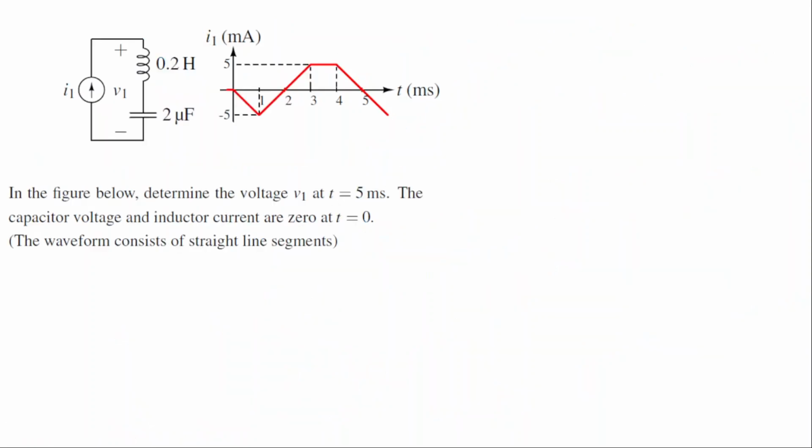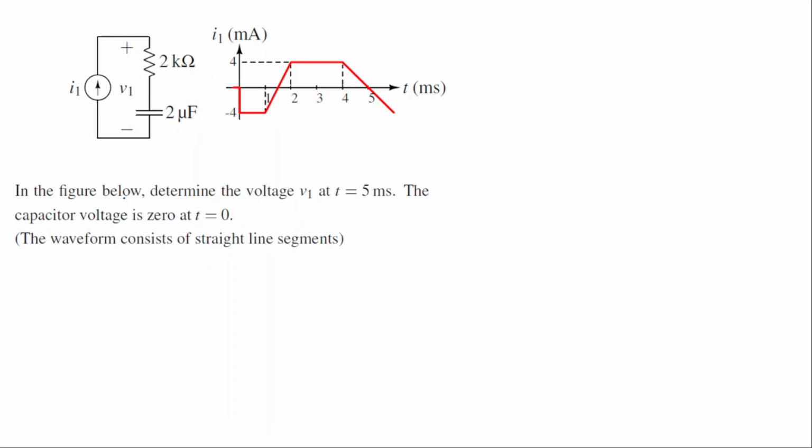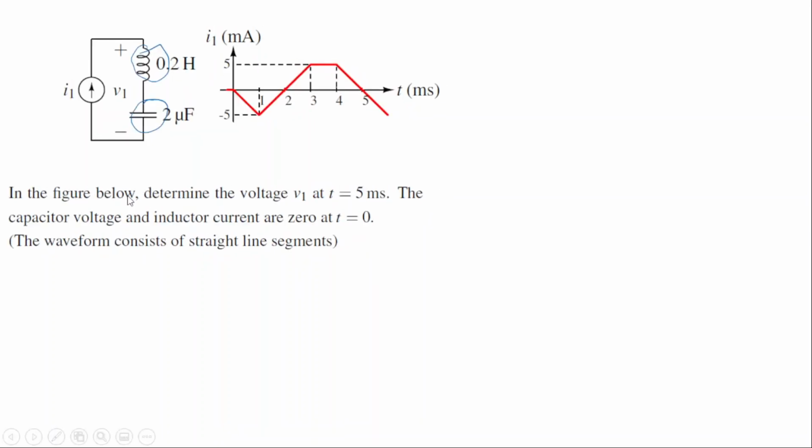Now along a similar line, in this problem two elements, inductor and capacitor, are connected in series. What is asked in the problem? We need to find the voltage at time t equals 5 millisecond. Point out the unit: here the unit is millisecond and the current unit is milliampere. So we need to put the values accordingly.